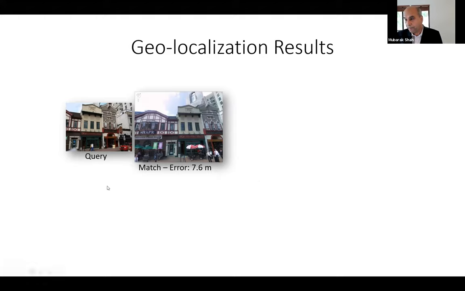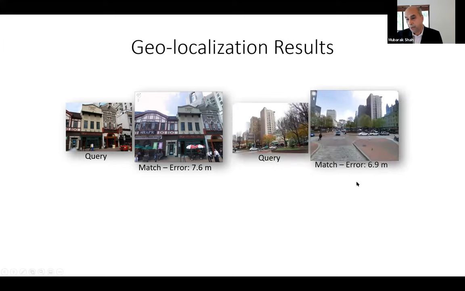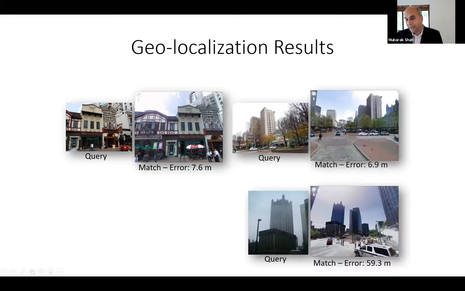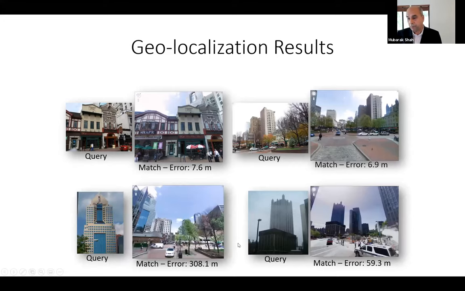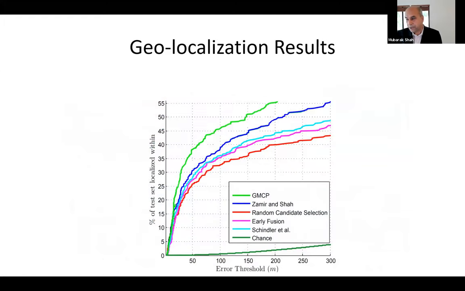So here are the examples. So we can get a query image like this. We can localize within 7 meters. And another example. And this is citywide. So in some cases we have larger error, right? This was one of the first works, and this works pretty well.